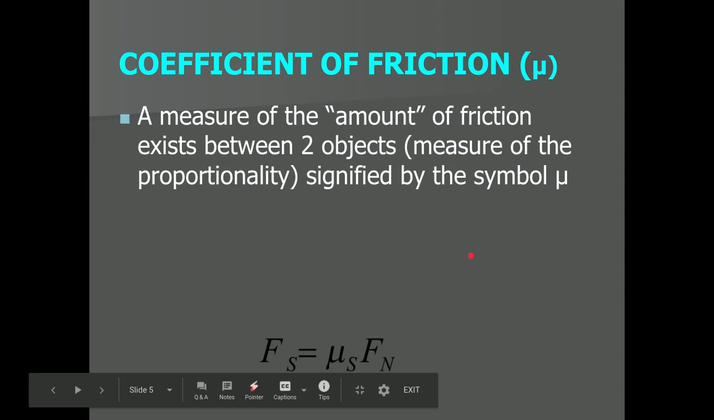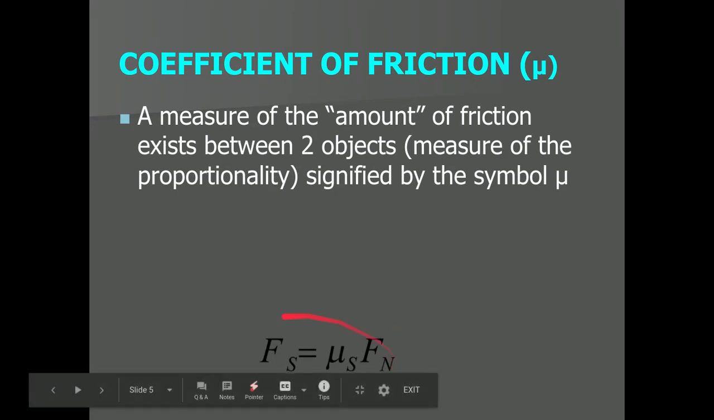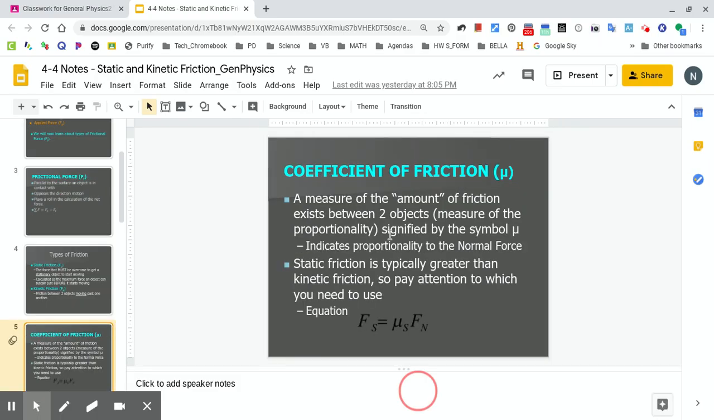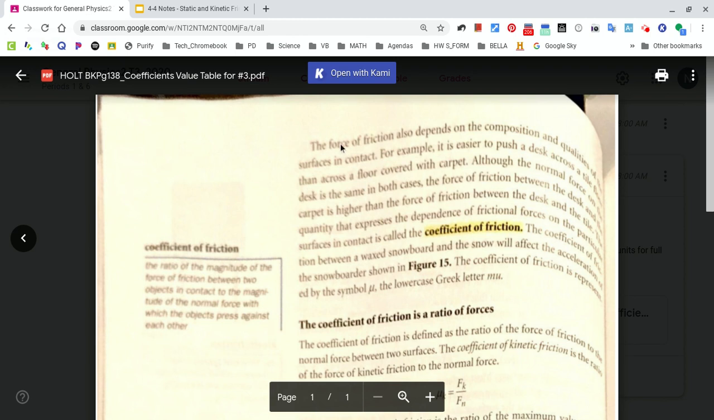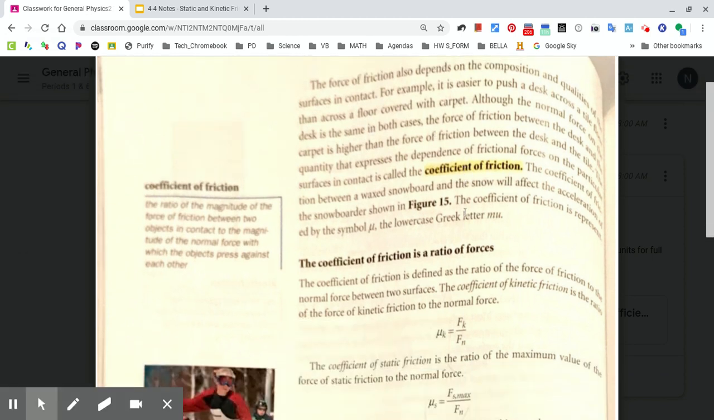It's a quantity that expresses the dependence of frictional forces on a particular surface. So it's the ratio of those forces, and that's what proportionality means. It's the ratio of something, the relationship. I don't remember if this is the breakdown of it, so let me hit exit and go to that page that I have scanned in for you. Sorry, it's kind of tilted. It might be better in the book copy.